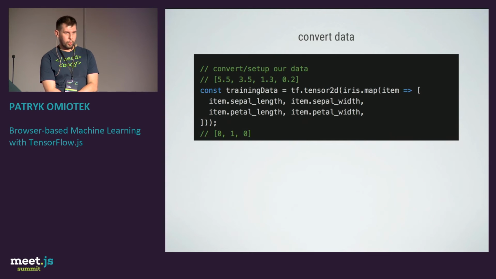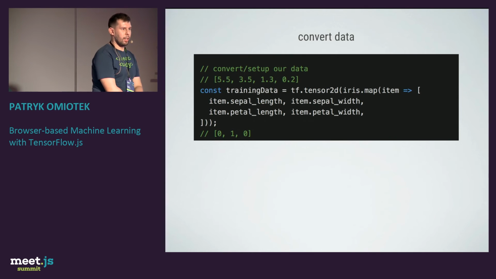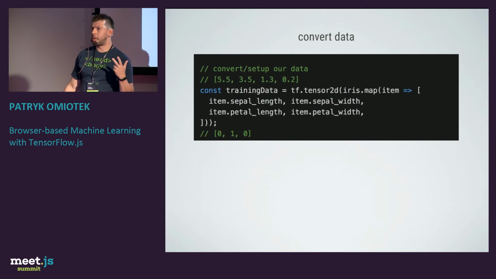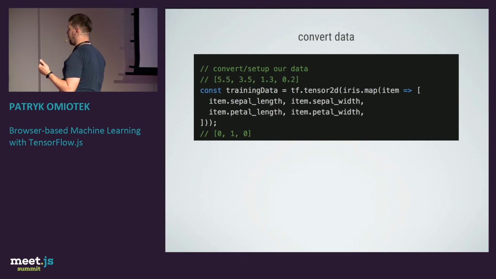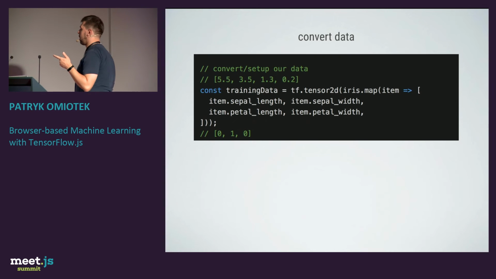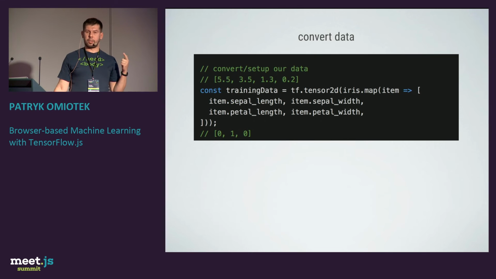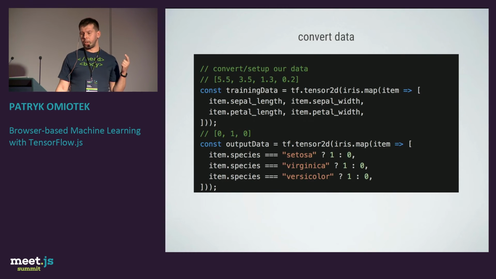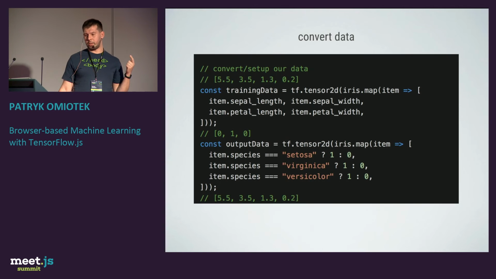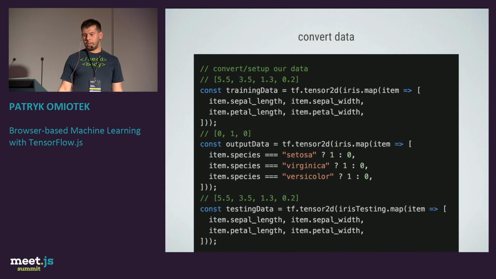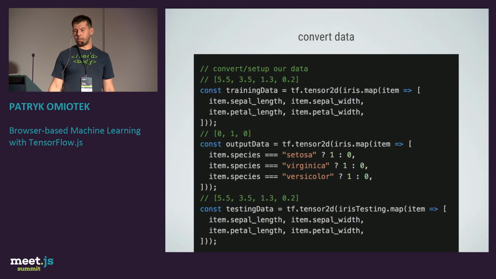What about output? So we have three flowers, and each flower will be 0 or 1. So for example, if in the second position I have 1, it's Virginica. So our output data we can define like this, simply with ternary operators. And similar to training data, we are defining our testing data. Okay?